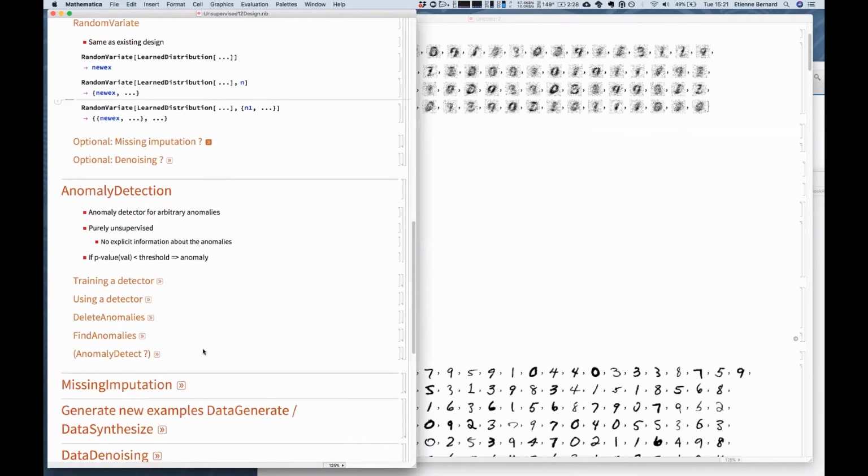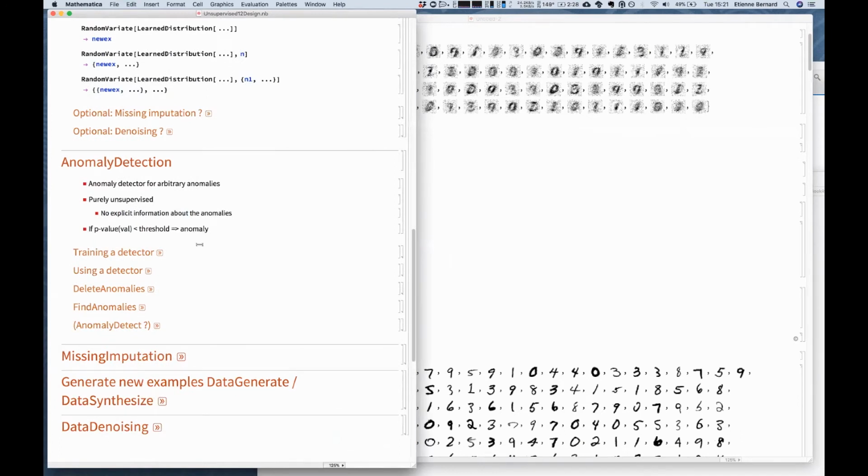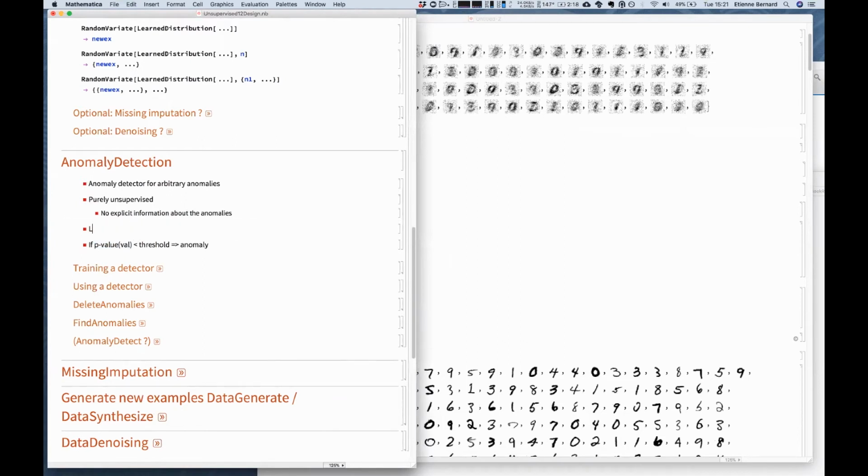So the goal here is an anomaly detector for arbitrary anomalies. We have no explicit information, at least, about what anomalies are, so it's purely unsupervised. Although you might have a prior distribution. Well, not of the anomalies, but basically the idea is to learn a prior distribution of what the normal behavior is. Exactly. That's the thing that you learn from the data. Learn the distribution from the normal data. Okay, very important.